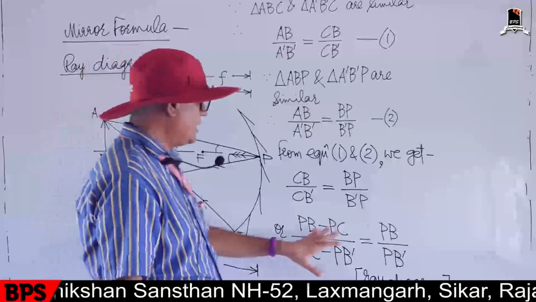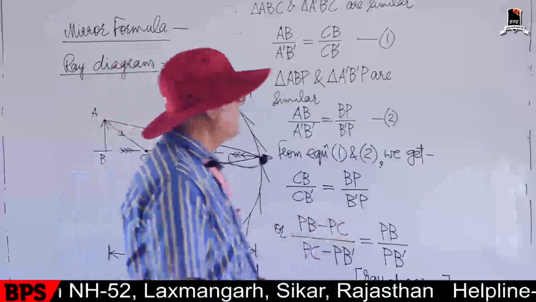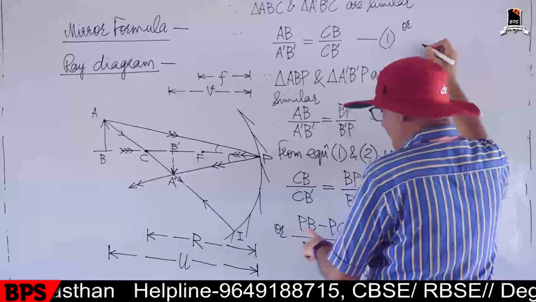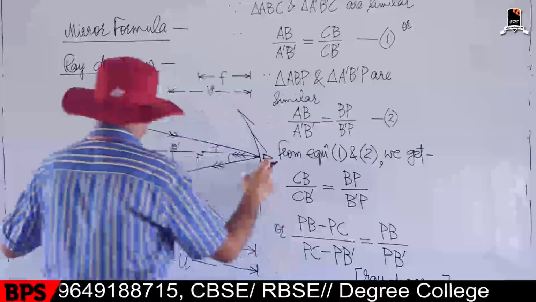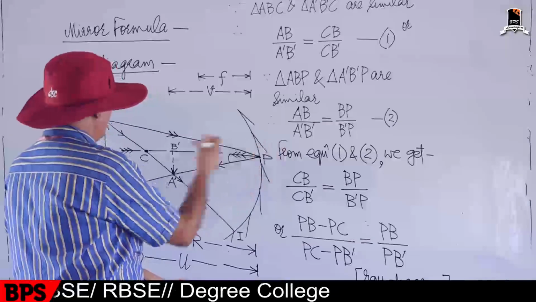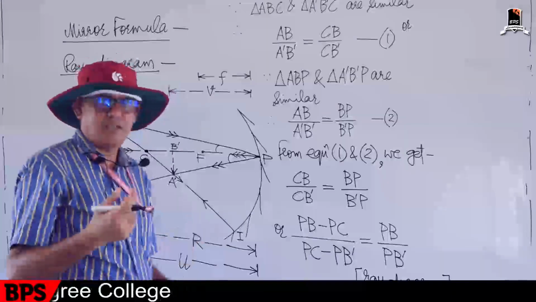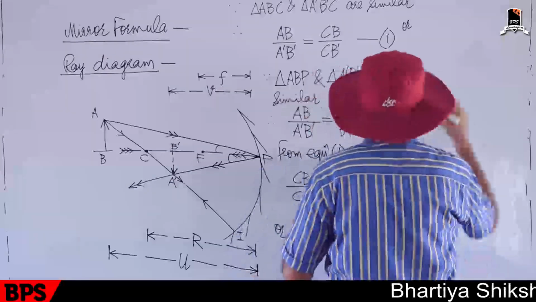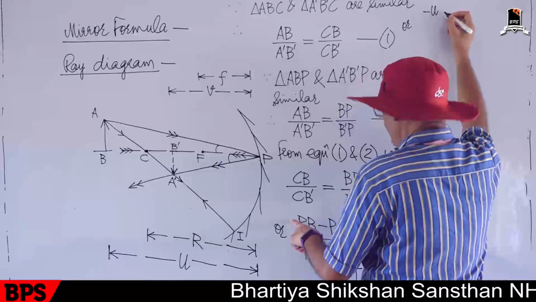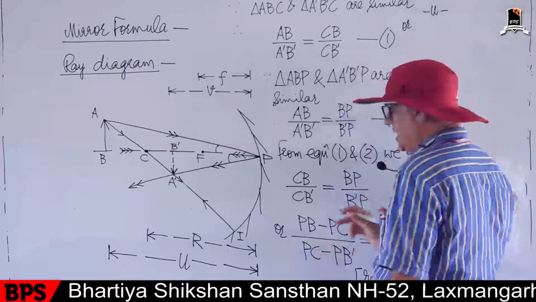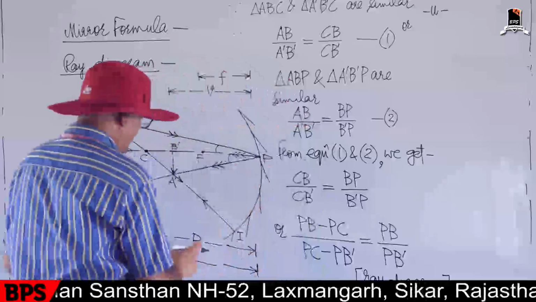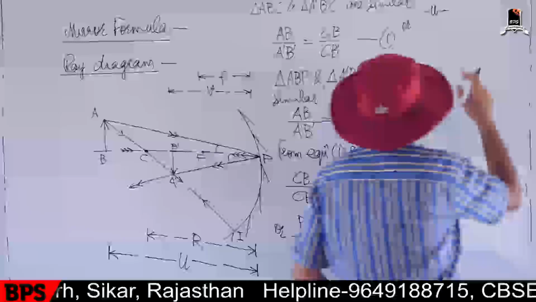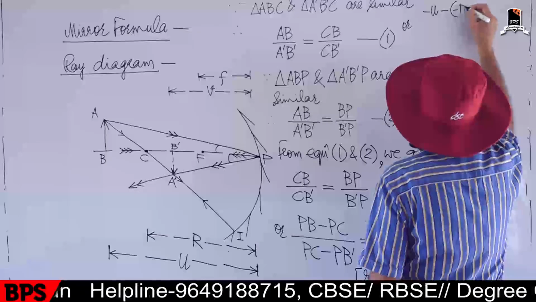Now put the values along with their proper sign in this equation. You can write this equation as PB. PB is what? This is U, and going towards the opposite direction of the incident ray. So this is minus U. PB is minus U. Minus PC. PC is this distance R, and again we are moving opposite to the light propagation direction. So it is again negative.